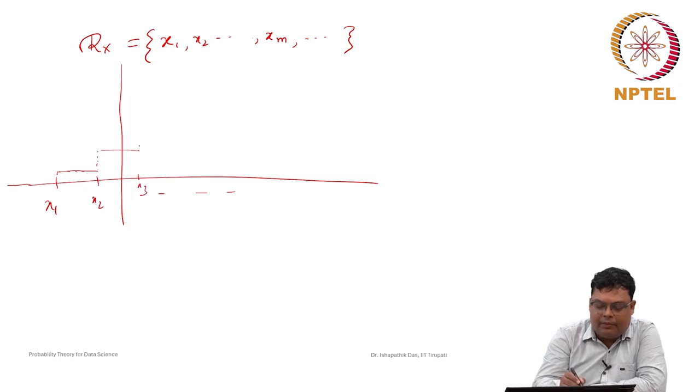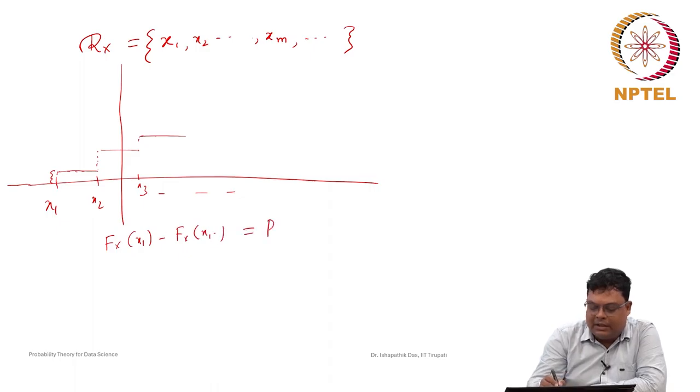So, like this, this distribution function is like a step function. Then what is this step? This step is nothing but F_X(x1) minus F_X(x1 minus 1). So, this is the step. This is nothing but the probability that X equals x1.